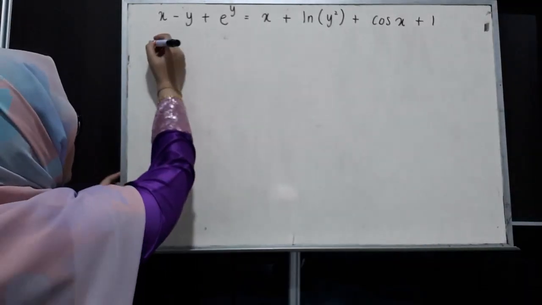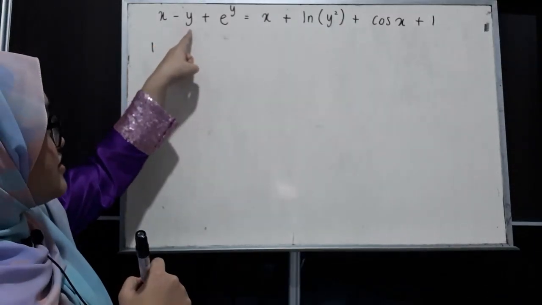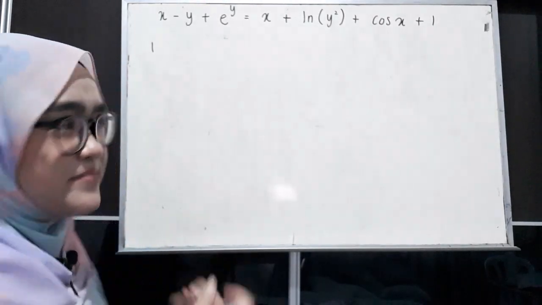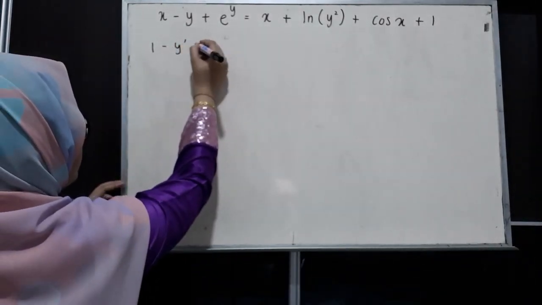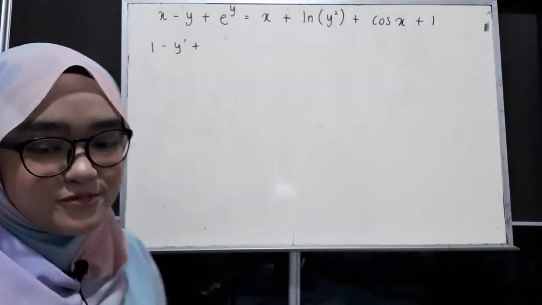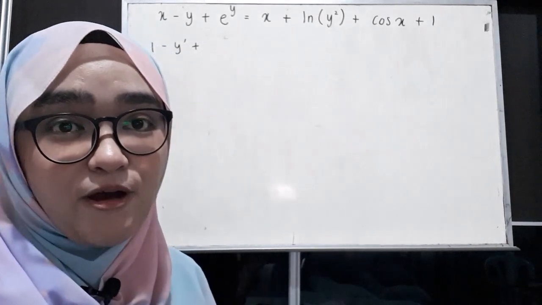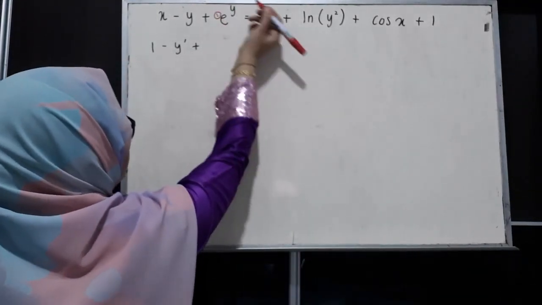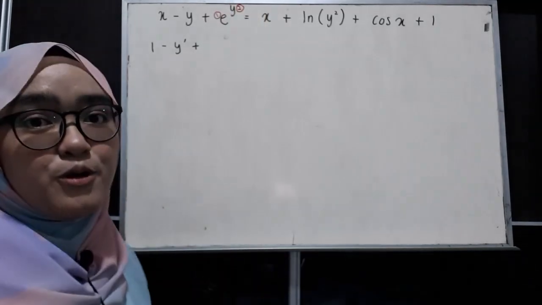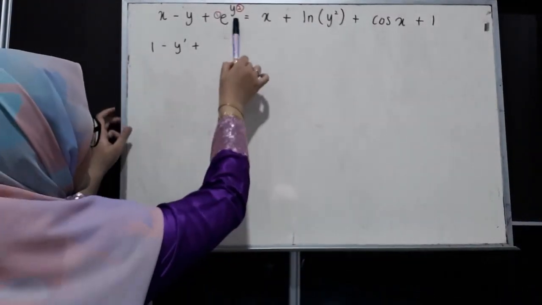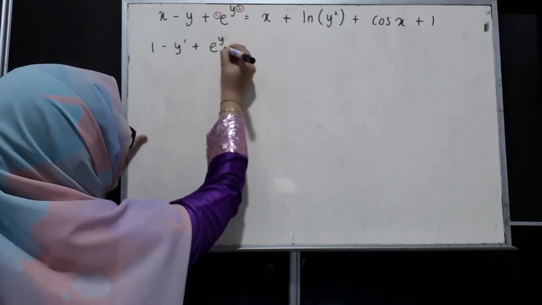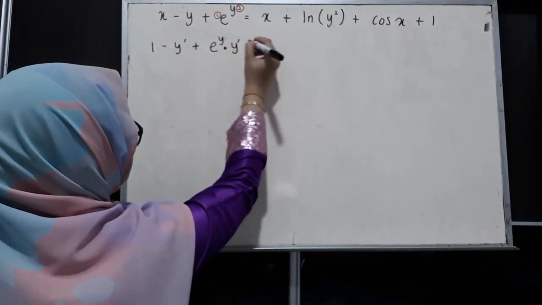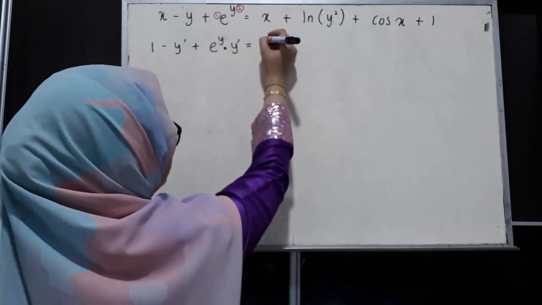Differentiate x, we get 1. Minus, differentiate y is 1. But we must add either dy over dx or y prime. So minus y prime plus, differentiate e to the y. Here we must apply chain rule because e to the y is a simple composite function. Number 1, differentiate the exponential. Number 2, differentiate y. So differentiate e to the y, we get e to the y. Multiply, differentiate y is 1, so we must add y prime. Equal, differentiate x again, we get 1.